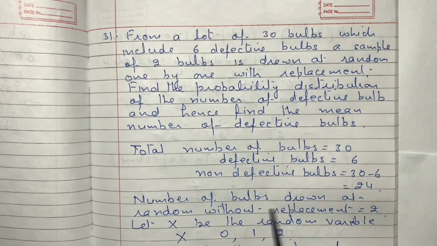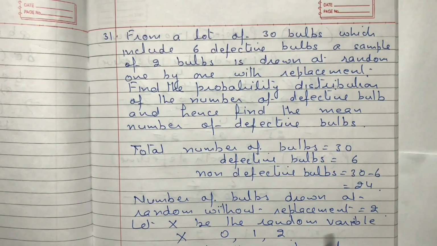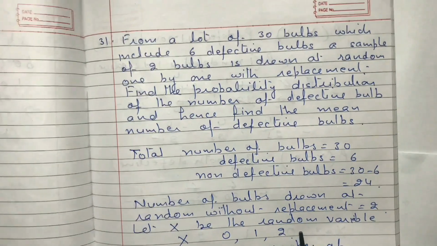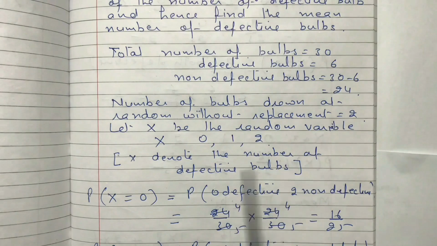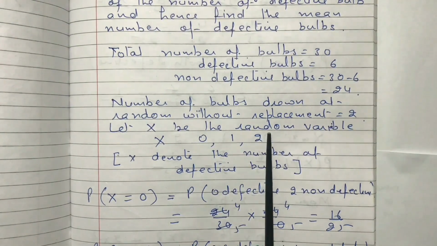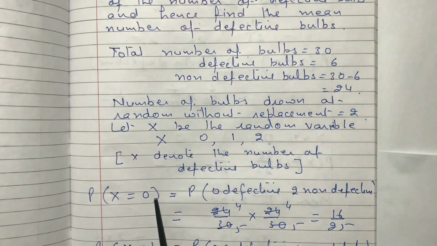Now number of bulbs drawn at random is 2. So let X be the random variable. X can be 0, X can be 1, X can be 2. So X can be 0, 1 and 2. So X denotes the number of defective bulbs. So there can be no defective bulb, there can be 1 defective bulb, there can be 2 defective bulbs. Let me discuss probability there is no defective bulb.